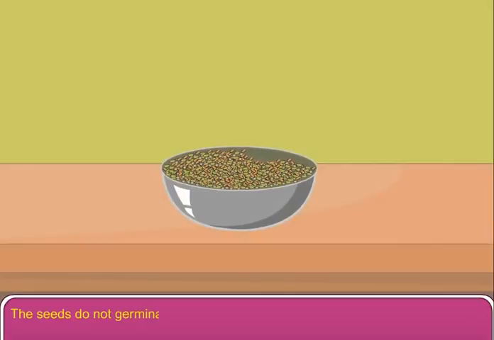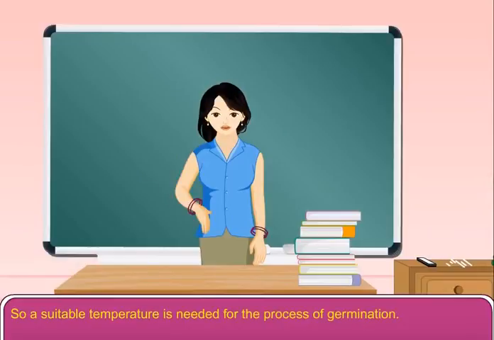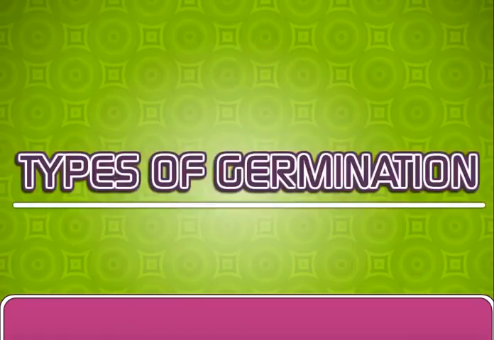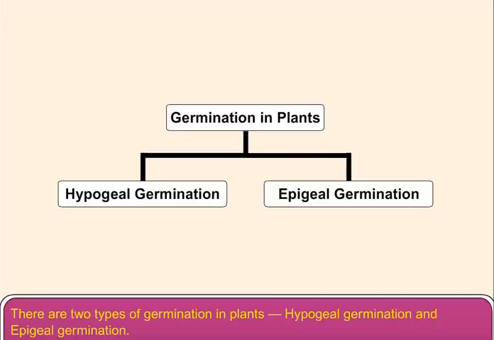The seeds do not germinate due to the low temperature in the refrigerator. So, a suitable temperature is needed for the process of germination. Types of germination. There are 2 types of germination in plants: hypogeal germination and epigeal germination.